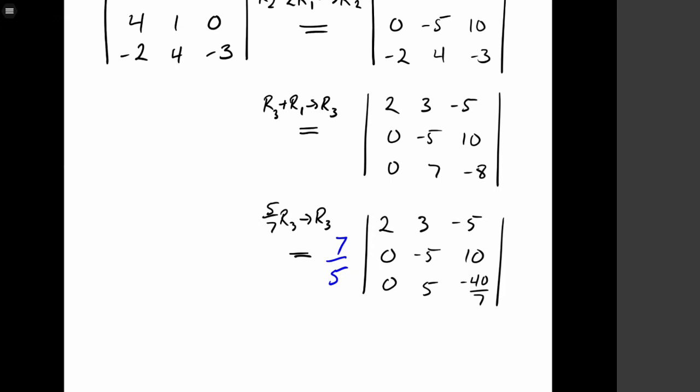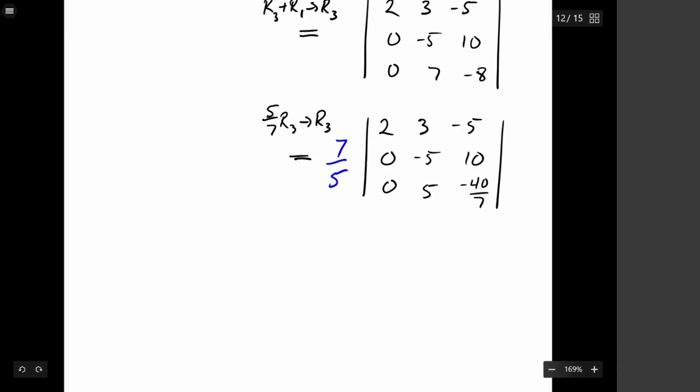Now let's get rid of this 5 right here so we can make it upper triangular. So here we do row 3 plus row 2.